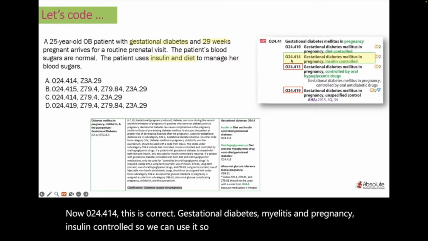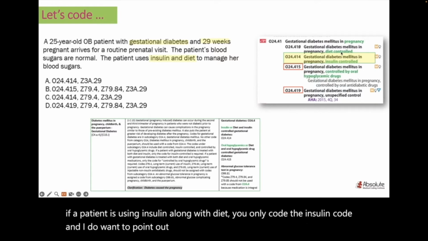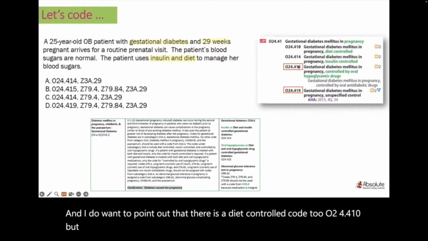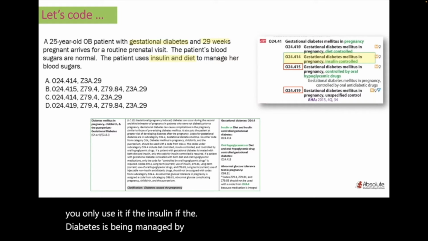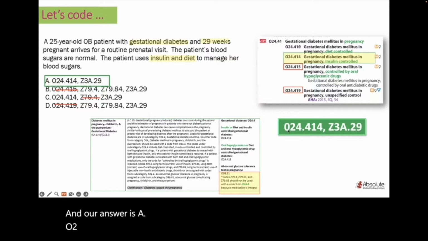So the biggest point that I want to make: if a patient is using insulin along with diet, you only code the insulin code. And I do want to point out that there is a diet controlled code too, O24.410, but you only use it if the diabetes is being managed by diet only. So B has to go, D has to go, C's going, and our answer is A, O24.414, Z3A.29.